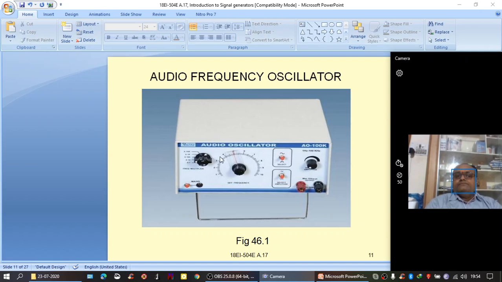Another oscillator. This is for adjustment of amplitude, and this is for selection of sine wave or rectangular wave, and this is for continuous adjustment of frequency, and this is for range selection of frequency, and the output can be taken out here. This is the indicator.